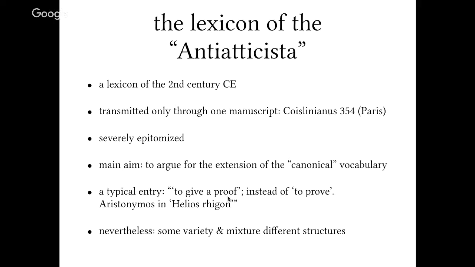Now, the lexicon of the Antibautista that we are using today as an example is a lexicon of the 2nd century CE. It is transmitted only through one manuscript, the Stylianos 345, and in Bibliotheca Gallica you can find a very good digitized version of this dictionary. It is, as I said already, severely epitomized, and it can be seen really as a database, but it is not a perfect database. There are many inconsistencies, and we will have the chance to see some of them.